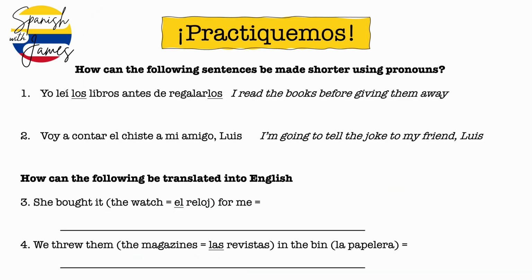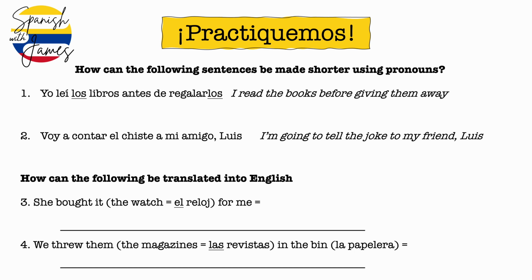Y para terminar, practiquemos. To finish us off, let's do some practice. In a moment, I want you to pause the video, change the following sentences, numbers 1 and 2, to make them shorter, to make them more efficient, imagining that you're in a conversation and you've already established that you're talking about the books or you're talking about a joke. For 3 and 4, I want you to just translate those things into Spanish using those pronouns that we've talked about today. So pause the video, and when you're ready to get the answers, press play.